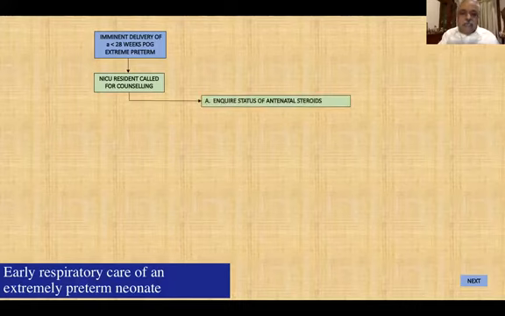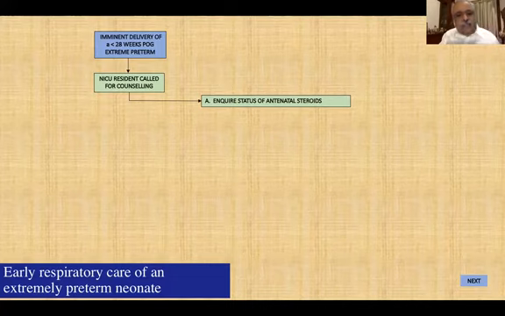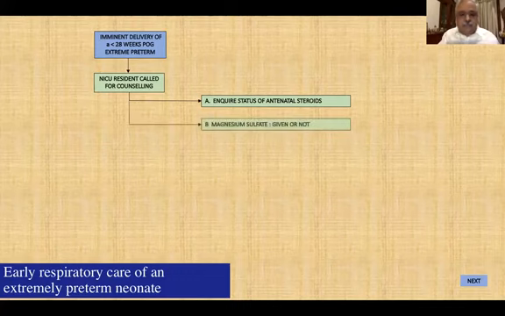The doctors will have to inquire about the status of antenatal steroids because definitely 50% of the chances of RDS, intracranial hemorrhages, NEC, BPD, everything come down if antenatal steroids have been given. If you were able to counsel them that they can probably give some tocolytics to prolong the delivery, that may be even better.